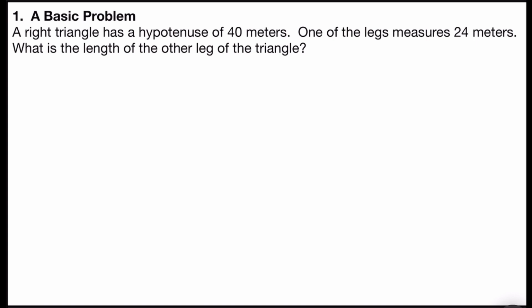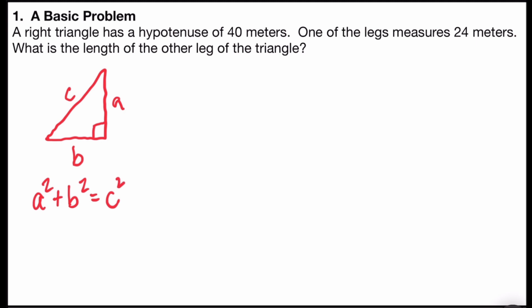So the Pythagorean theorem is used for right triangles, and it says that the length of one of the legs squared, often called A, plus the length of the other leg squared, often called B, is equal to the length of the hypotenuse squared, often called C. And remember, the hypotenuse is the side that's opposite the right angle. Oftentimes you'll see the Pythagorean theorem written as a squared plus b squared equals c squared.